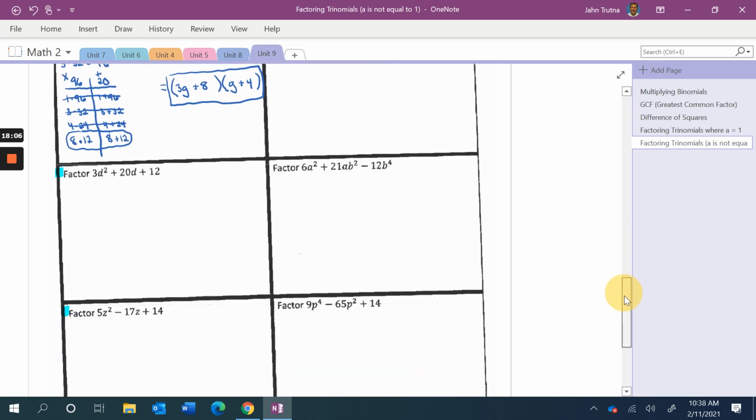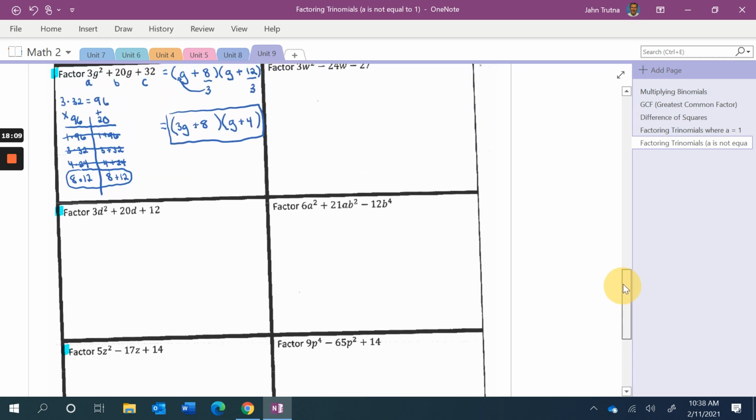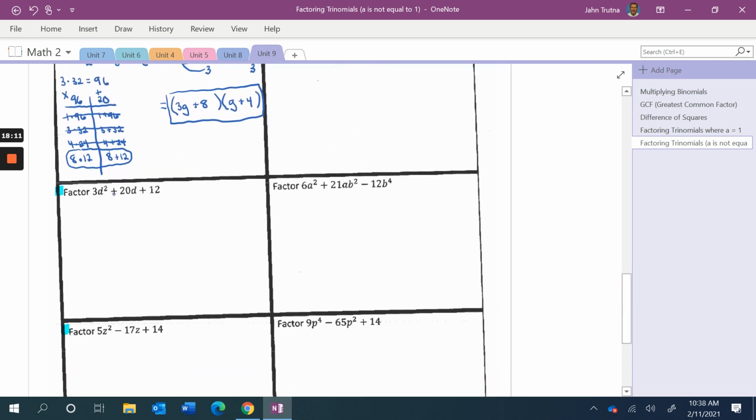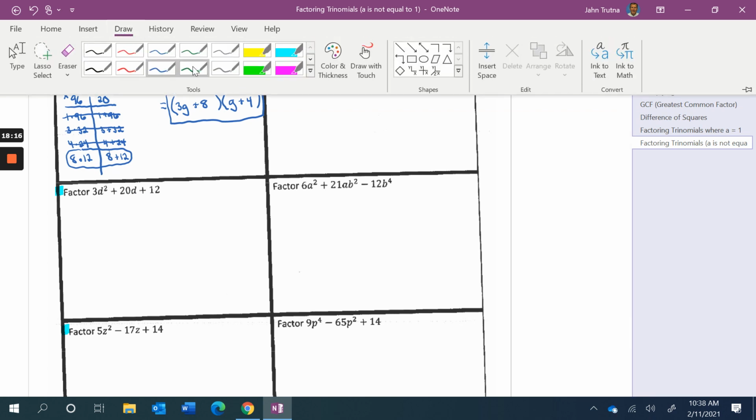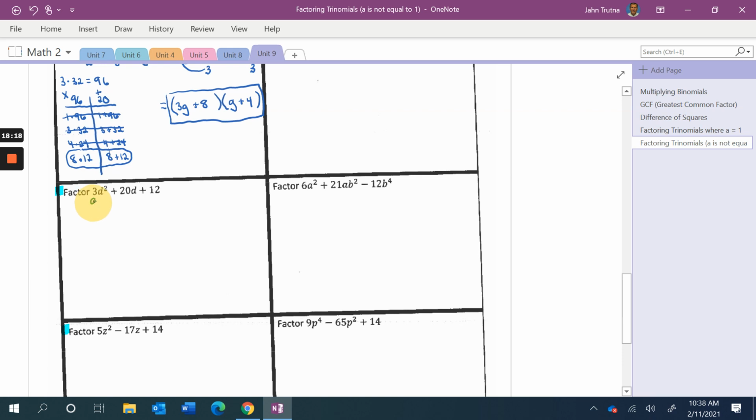Okay, next one. This middle left example, 3d squared plus 20d plus 12. All right, so what's your a value? Remember, your a value is the number in front of the d squared part, that's 3. Your b value is the number in front of the d part, that's 20. Your c value is the number that does not have a variable next to it. We call that the constant, that's why its c is 12. So my a value is a number that is not 1. So I'm going to have to do these extra steps.